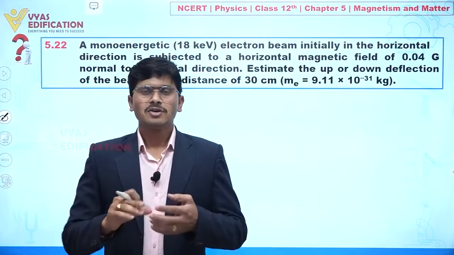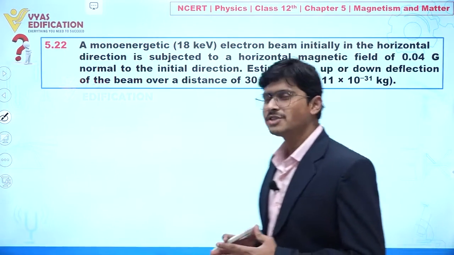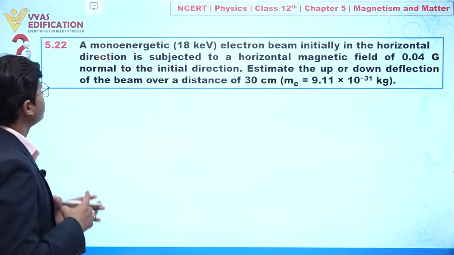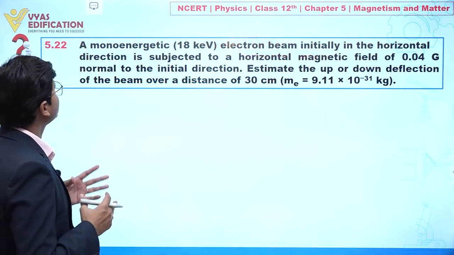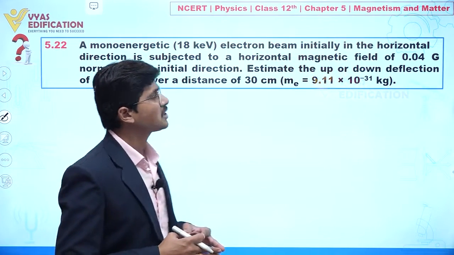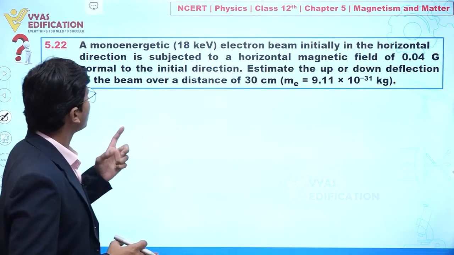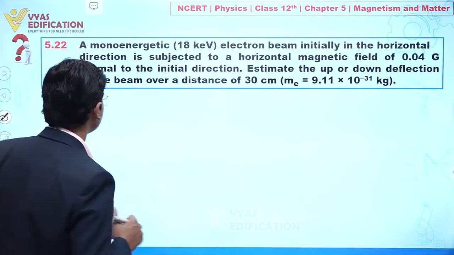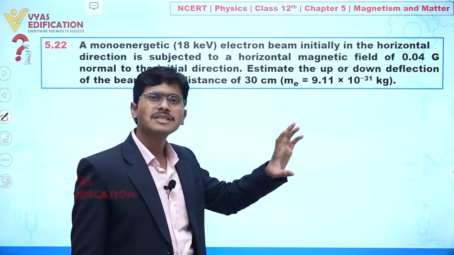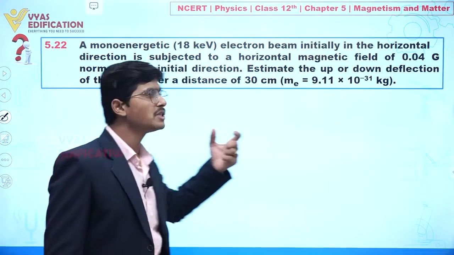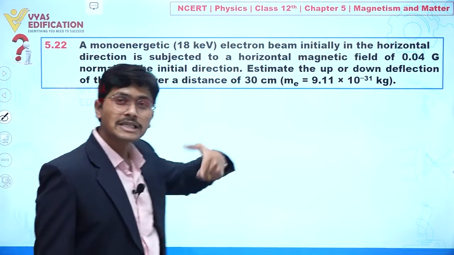Clear to everyone? Now students, we are going to discuss question number 5.22, and in this question it is given to you that a mono energetic 18 kilo electron volt electron beam, initially in horizontal direction, is subjected to a horizontal magnetic field of 0.04 Gauss normal to the initial direction. Clear? So first let us try to understand this given situation. An electron is already having some initial kinetic energy because it is a mono energetic electron, and this value is given to you as the initial energy.